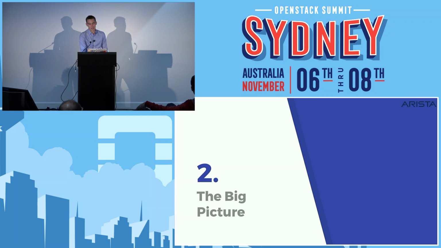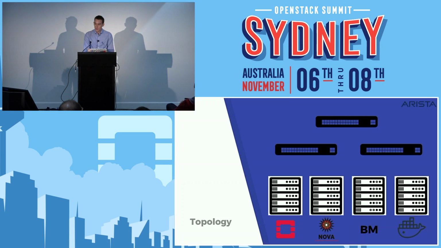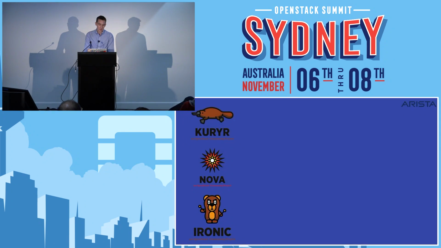Taking a step back, let's look at what we're trying to achieve. We have this topology where we have some OpenStack services running on the controller. Then we have a bunch of VMs running on Nova. We have Docker running some containers, and we have some bare metal servers. So how does OpenStack help us connect all of these things?